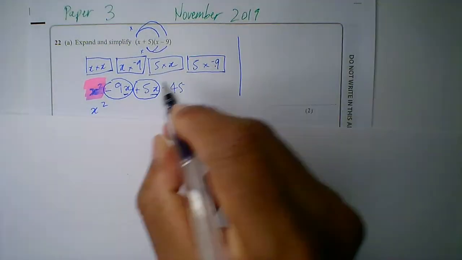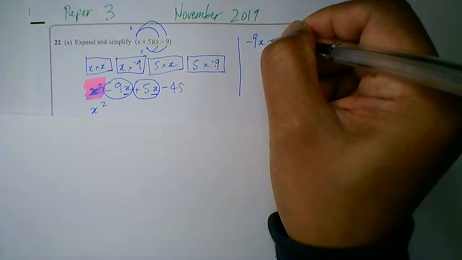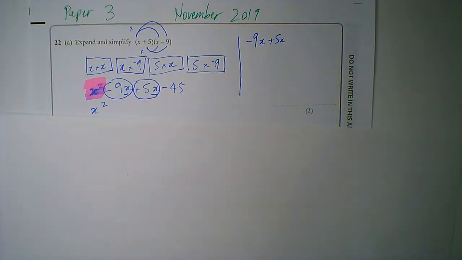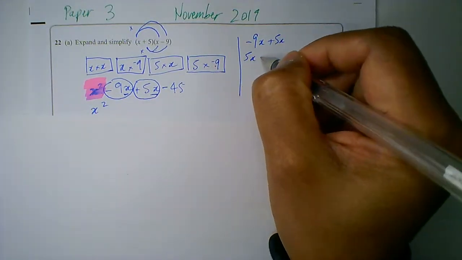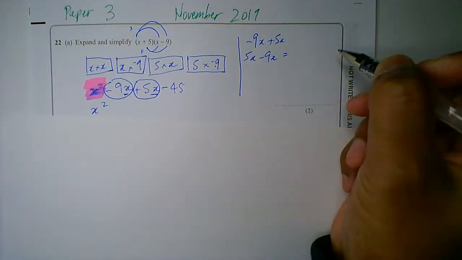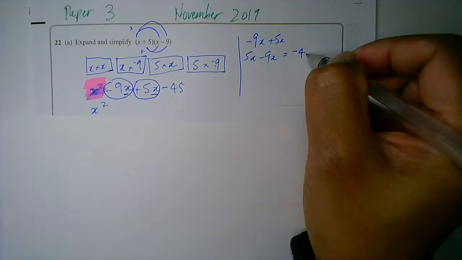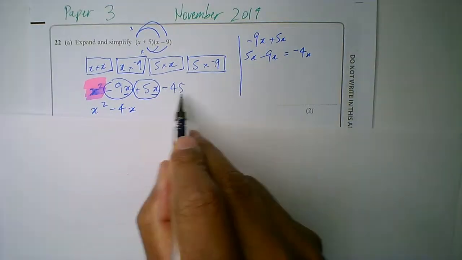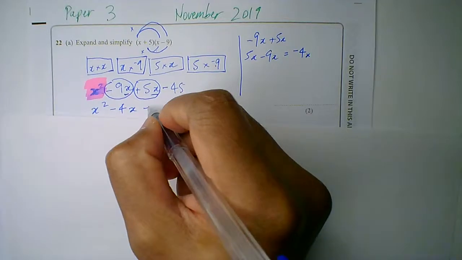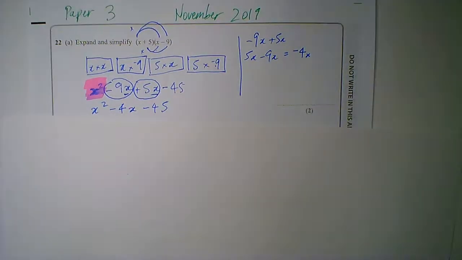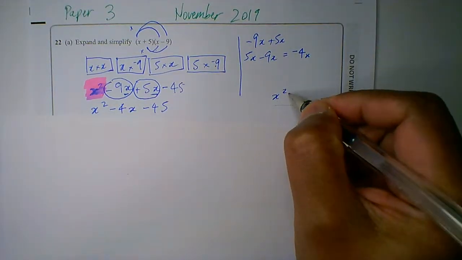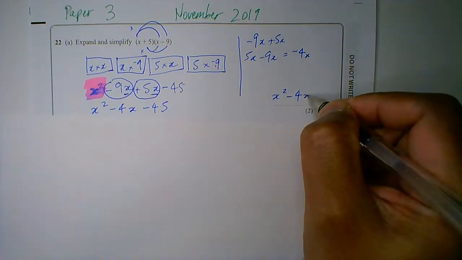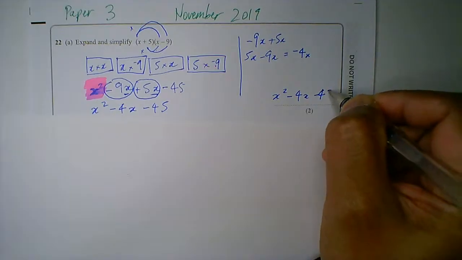So now I can do minus 9x plus 5x. I can swap the order around. 5x take away 9x. Sometimes it's easier to do it like that. It's going to be a negative number, negative 4x. And then my number term stays as it is, minus 45. Okay. So this is double brackets. So I hope you got that right. The final answer is x squared, take away 4x, take away 45.